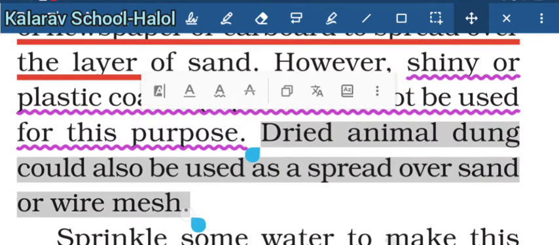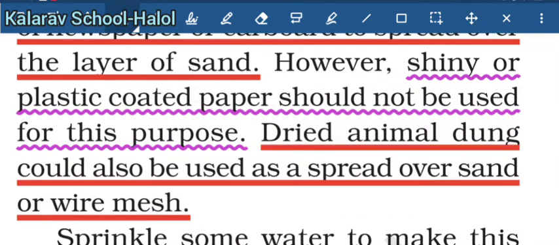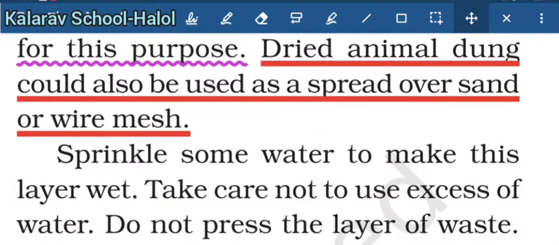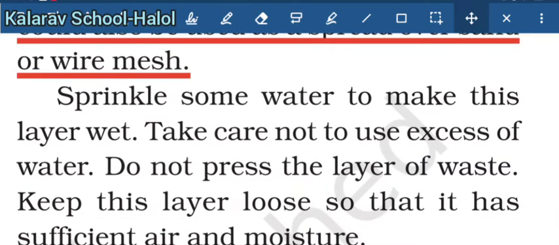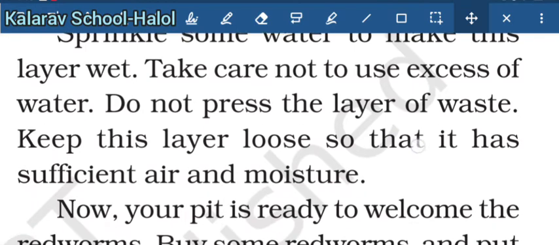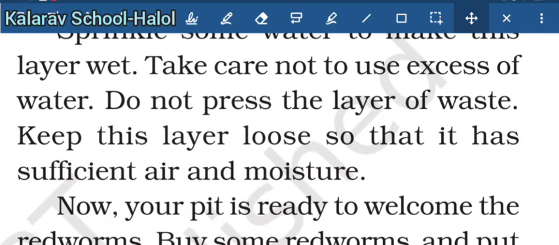The things which I colored red are used in vermicomposting, and the purple colored things are not used. Now when you add these substances over the layer of sand, sprinkle some water to make it wet. Take care not to use excess water. Don't press the layer of waste. Keep it loose so that it has sufficient air and moisture.